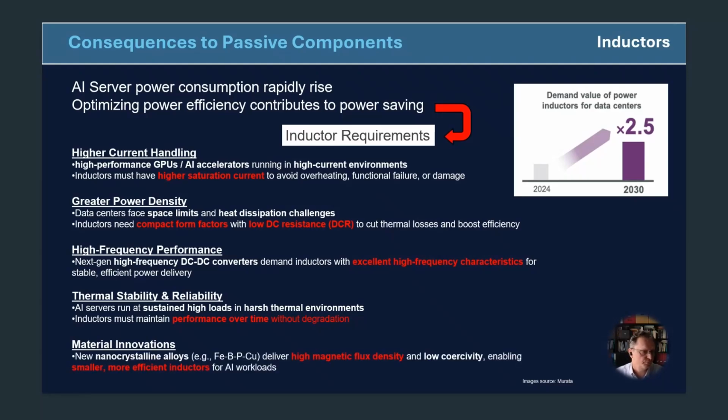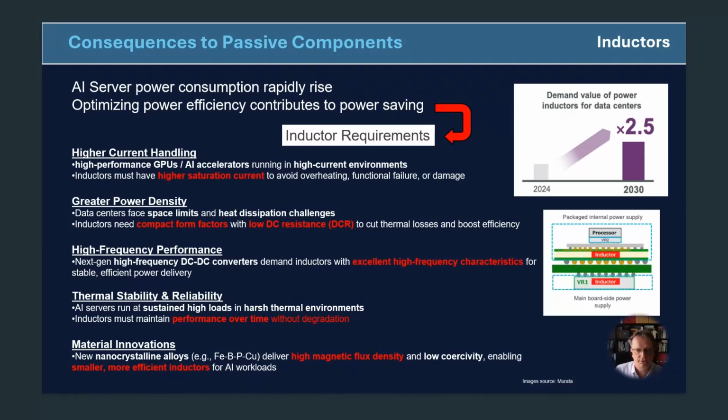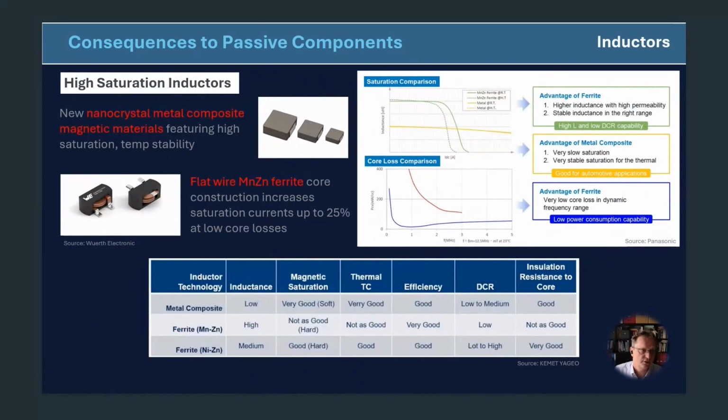So this may call for new material innovation, new core materials based on nanocrystalline alloys with a high magnetic flux density, smaller, more efficient inductors, and also with potential for integration inside of the chip or under the package. As an example of technologies under consideration, these are nanocrystal composite magnetic materials that feature very high saturation, so they keep stable inductance across high power. Nevertheless, in comparison to manganese zinc ferrite cores, they have lower inductance. So there are still advantages of ferrites in some applications.